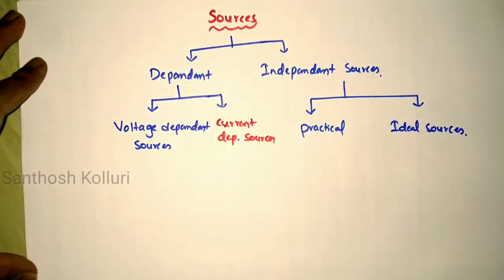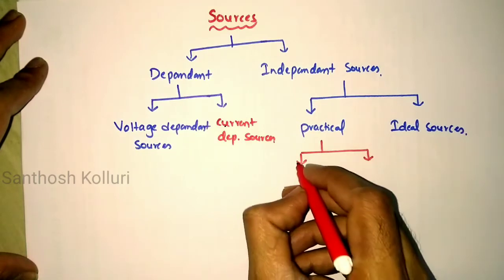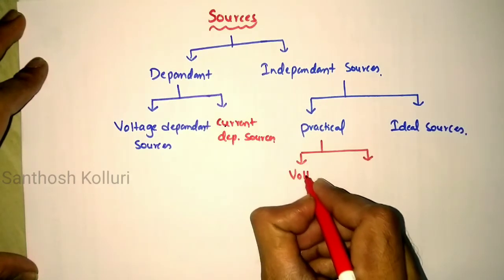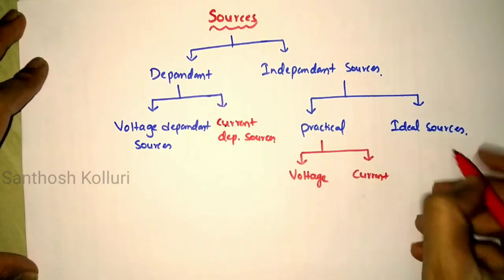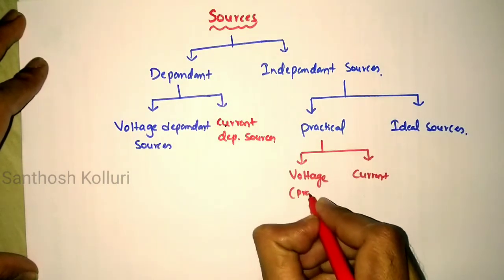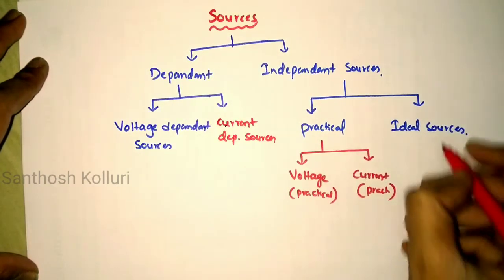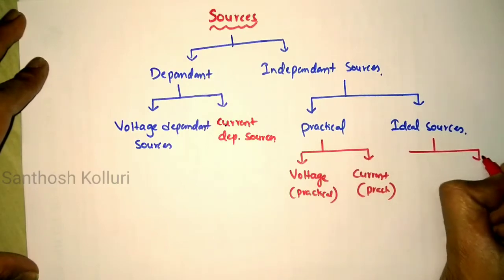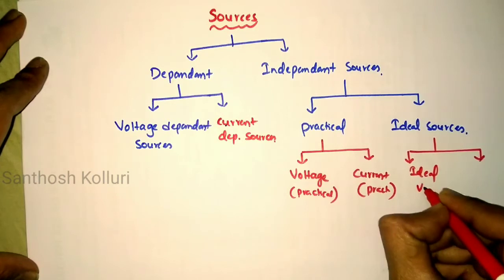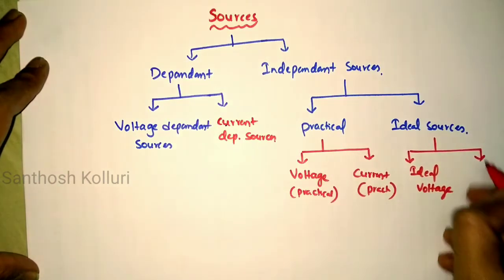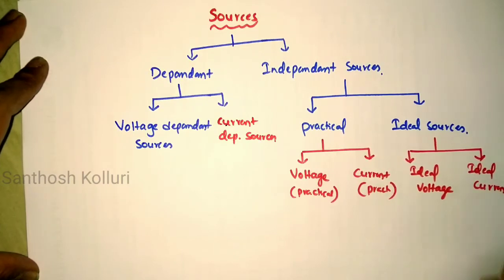In the practical sources we have two types of sources again: practical voltage source and practical current source. And coming to the ideal sources, again we have the same two types of sources: ideal voltage source and ideal current source.